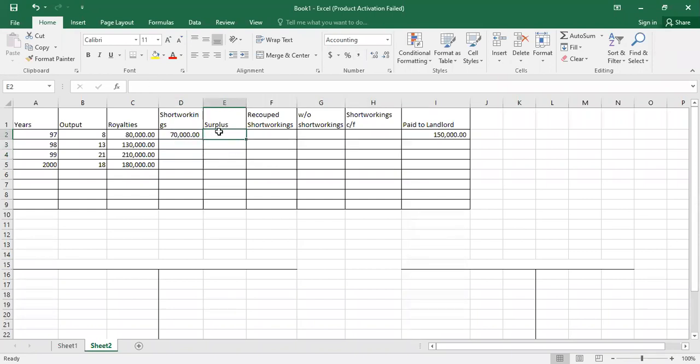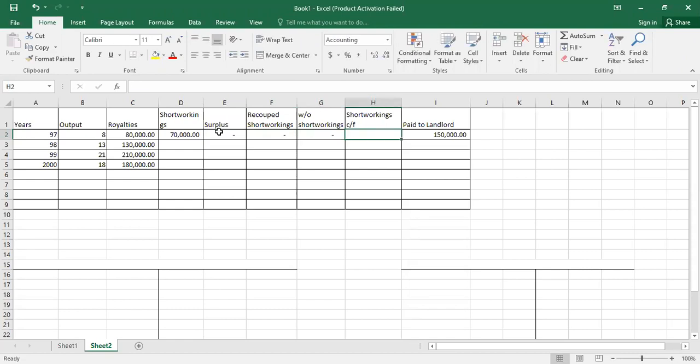Do we have a surplus? No. Do you have recouped short workings? These are explicit questions. You say no or yes. We don't have, isn't it? Yes. Are we writing off yet? You have a contract of 3 years, restricted, isn't it? So we are not writing off.